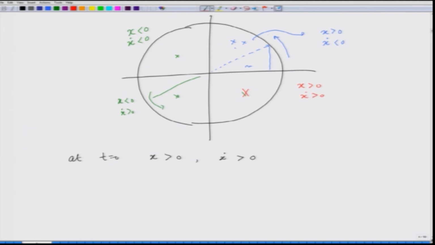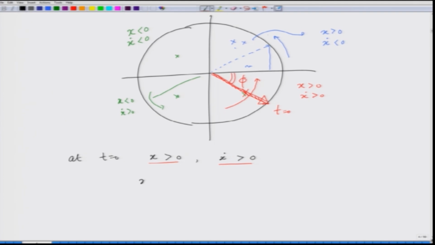So, if I have the initial conditions that x is greater than 0 and x dot is greater than 0, the phasor must be somewhere here. This is how it will be at t equal to 0 position, and then it rotates like this with angular frequency omega. So, initial phase is given here. You can see that initial phase is negative. Let us now do this mathematically.